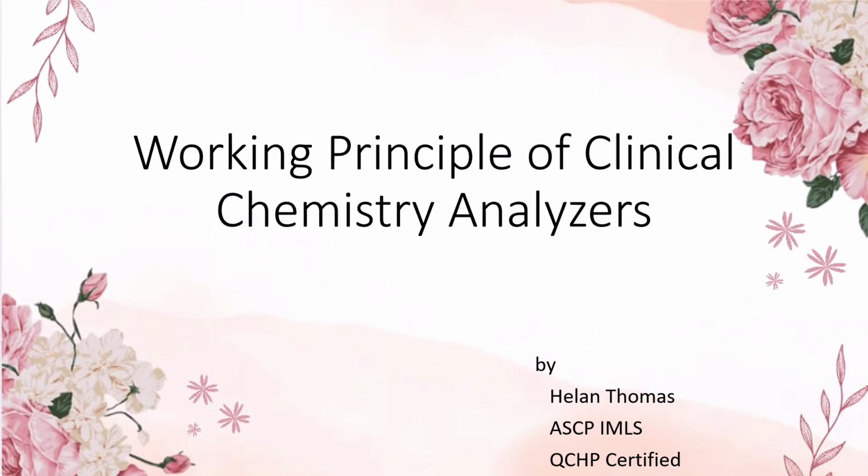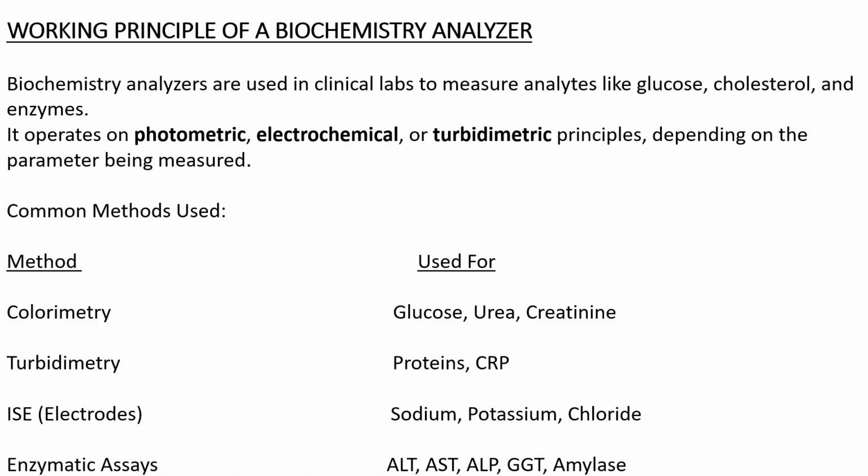Here we are discussing the working principle of clinical chemistry analysis or biochemistry analysis. Biochemistry analyzers are used in clinical labs to measure many analytes that are present in the blood or any other body fluids. It operates on photometric, electrochemical, or turbidimetric principles depending on the parameter that is being measured. The common methods that are employed in autoanalyzers are colorimetry, turbidimetry, ISE, enzymatic assays, and nephelometry.